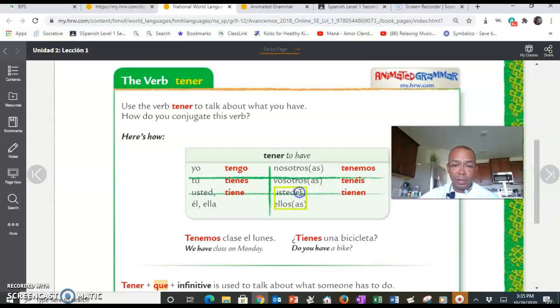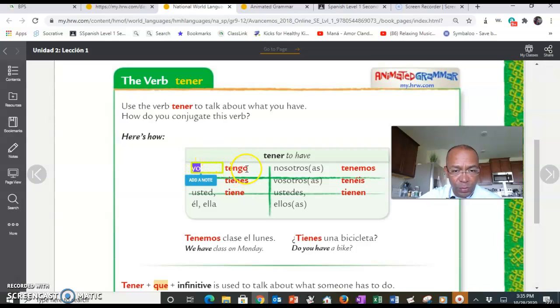Ustedes is you all, all of you. That is the subject, the person or people that is doing the action. Ellos, they, a group of males, are doing the action, are the subject, and ellas, a group of females. So the subject pronouns, personal pronouns, that's what they call them. So based on the personal pronouns, based on the subject, you change the verb.